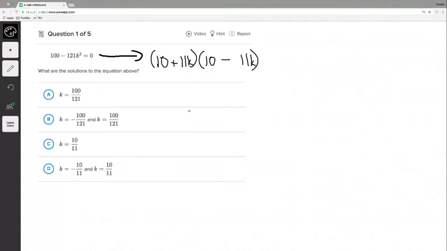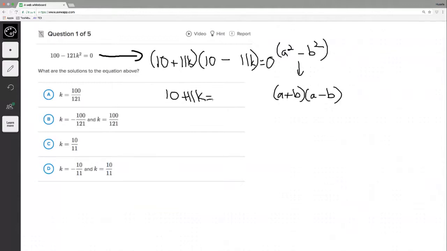So hopefully with enough practice, you can recognize that if you have anything like a squared minus b squared, it always factors to a plus b times a minus b. That's all we did here. And this whole thing equals 0, by the way. So that means that each one of these equals 0: 10 plus 11k equals 0, and 10 minus 11k equals 0.